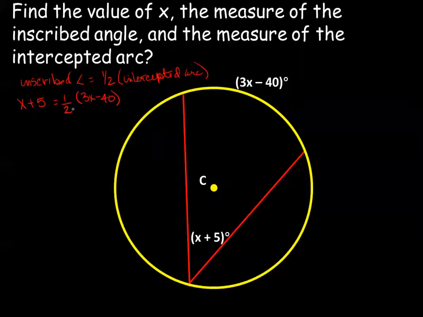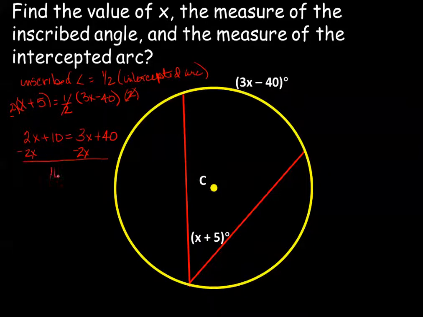So I want to get this 2 out of the way, so I'm going to multiply both sides by 2. Remember, whenever you multiply by 2 on this side, you've got to multiply everything by 2, not just the x. So I'm going to have 2x plus 10 equals, and remember, these are going to cancel each other out, so I've got 3x plus 40. Now, I like to keep my variables positive, so I'm going to subtract 2x from both sides. So I've got x plus 40. And now I'm going to subtract 40 from both sides.